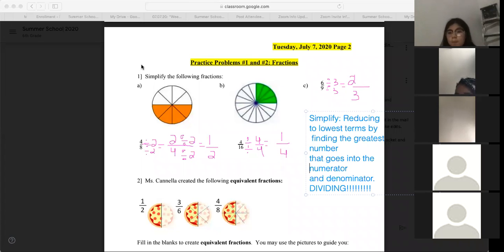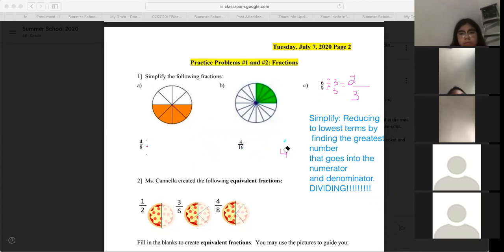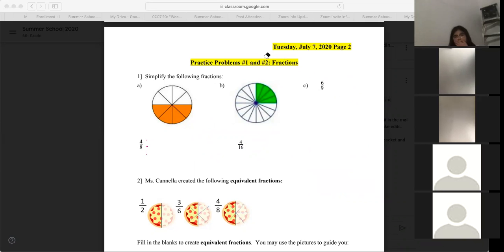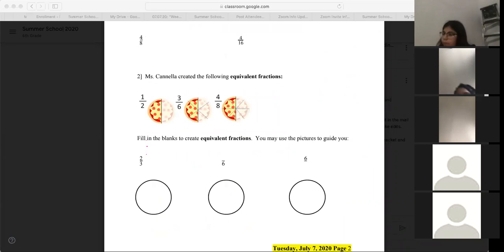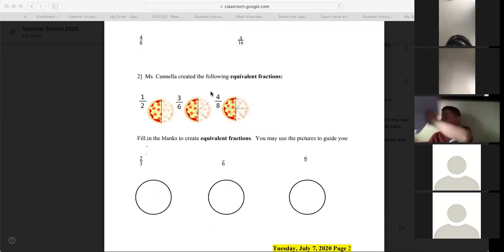All right, so we're going to erase this blue part now because I want to do the bottom part. I'm going to erase all the pink stuff that Leilani and I just did. Now we're going to do the bottom part. Evelyn, can you read me problem 2 where it says Miss Canella? Miss Canella created the following equivalent fractions: 1/2, 3/6, 4/8. Fill in the blanks to create equivalent fractions. You may use the pictures to guide you.